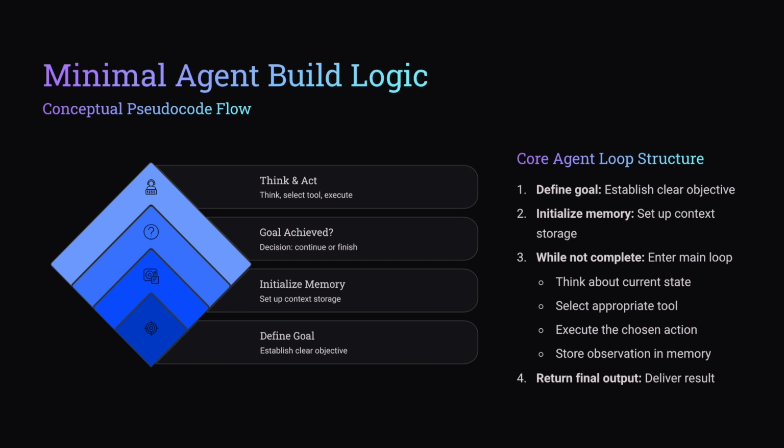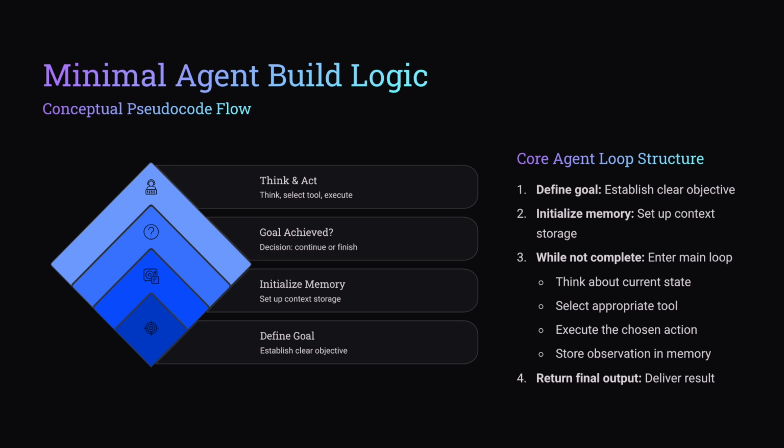Step 1. Define the goal. This must be explicit, not vague, not conversational. For example, generate a research report on electric vehicle trends using current data. That is a goal. Clear goal definition reduces hallucination and improves performance. If you do not define the objective clearly, the agent will wander.